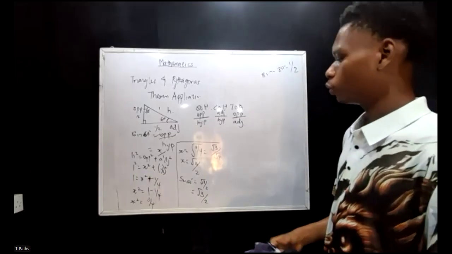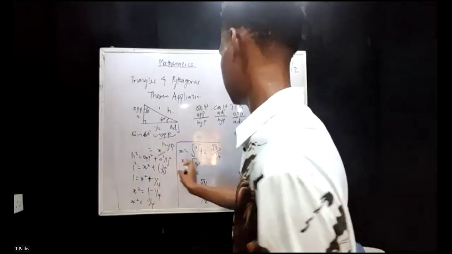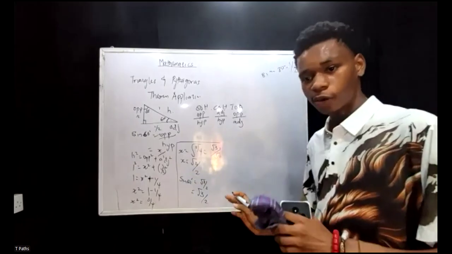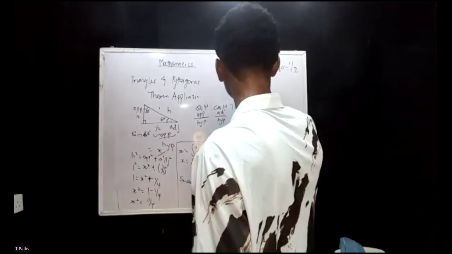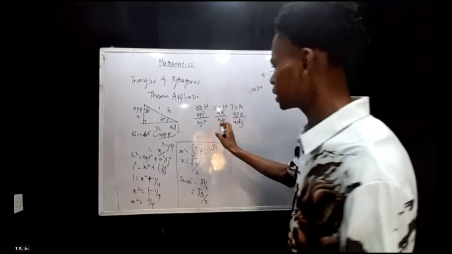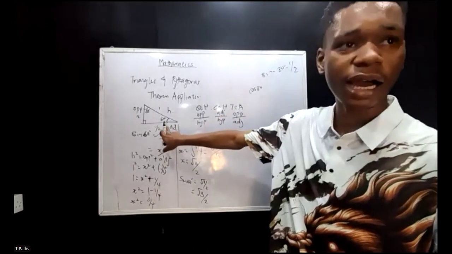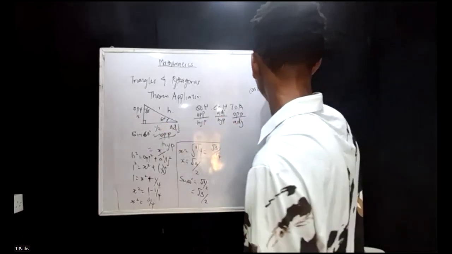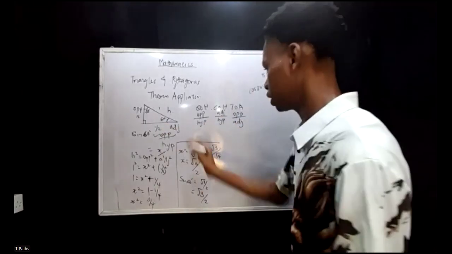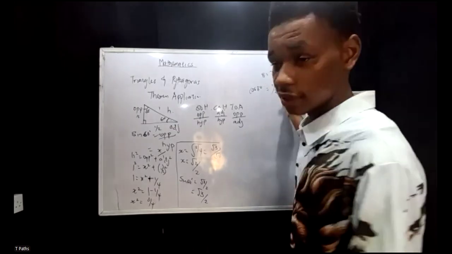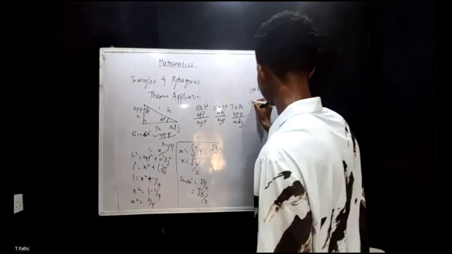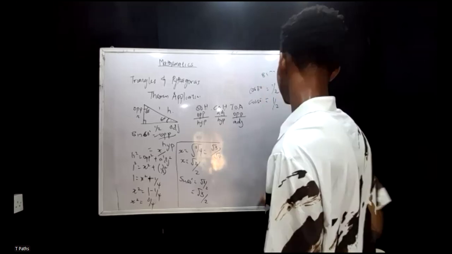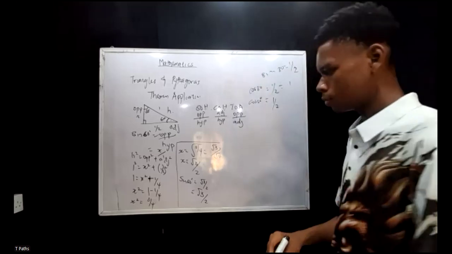So here, we've computed the value of opposite as root 3 over 2. Now we want to get the value of cos 60 degrees. Don't forget, cos is what? Adjacent over hypotenuse. What is adjacent? Adjacent is 1 over 2. So 1 over 2 divided by the hypotenuse, which is 1. Anything divided by 1 is the same value. So cos 60 is equal to 1 over 2.